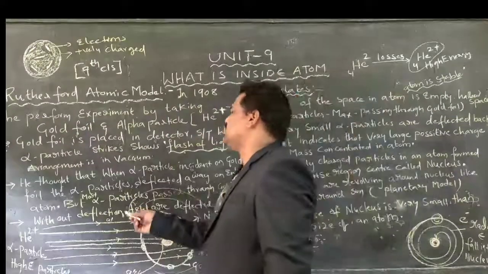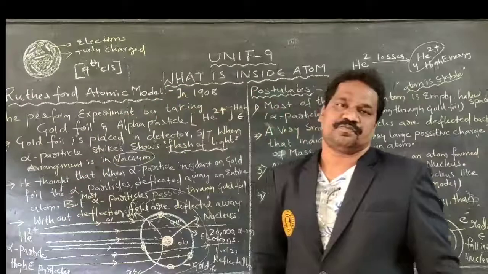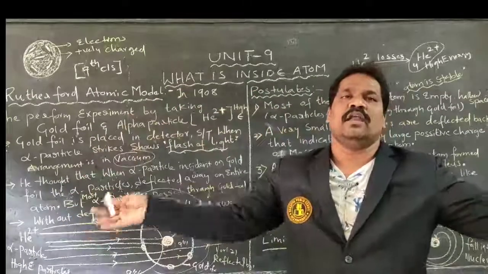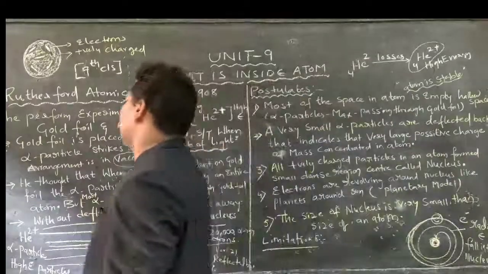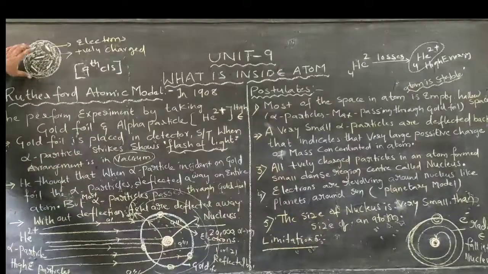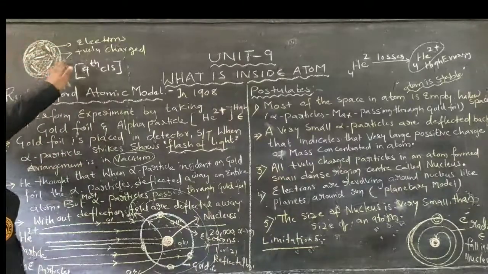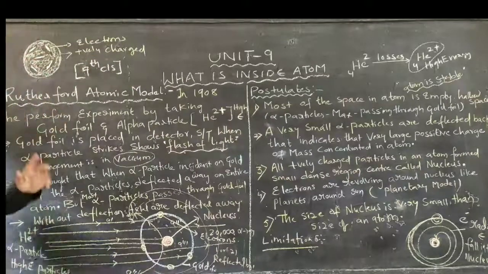So this total arrangement has to be done in a vacuum, where there is no air. Where there is no air within that region, we have to perform this activity. First of all, what he realized, as J.J. Thomson said, is that the whole atom consists of a positively charged particle, within which electrons are embedded.